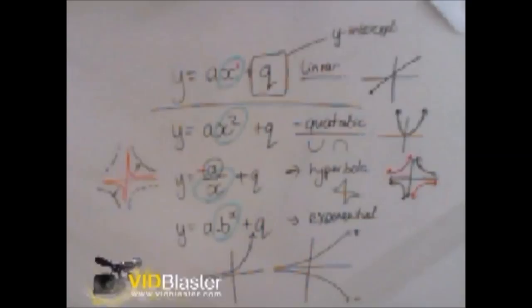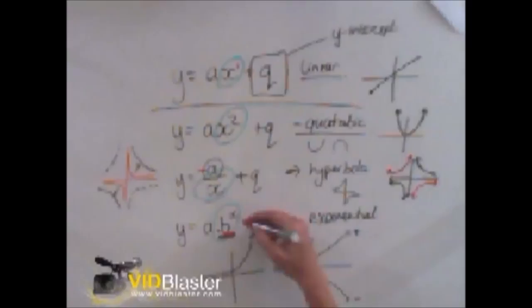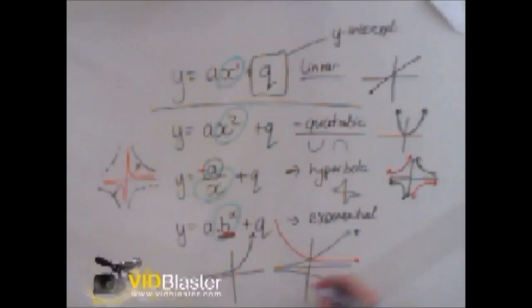The additional thing in exponential functions is whether b is greater than 1, or less than 1 if it's a fraction. If it's greater than 1, it will be the same as these two graphs that I've drawn here. But if it's smaller than 1, for example a fraction, it will do something like that.